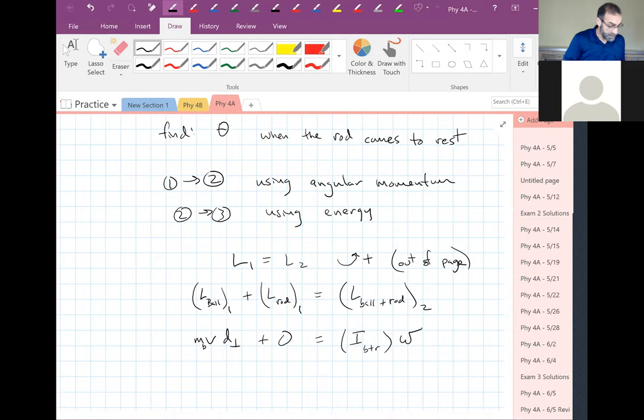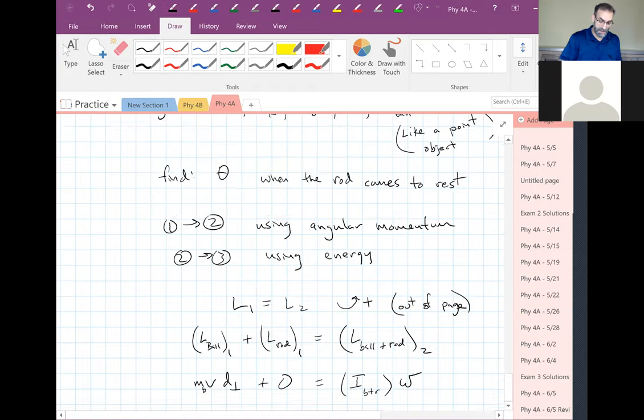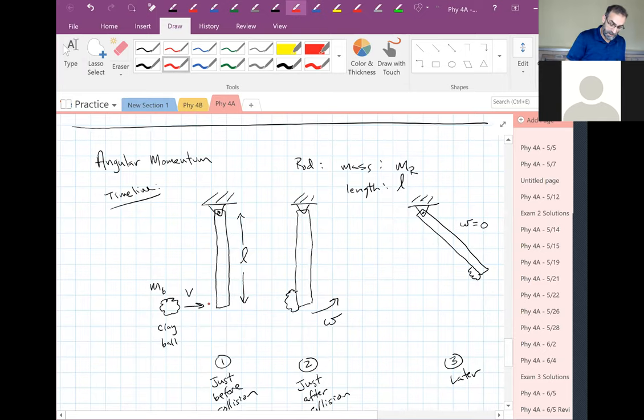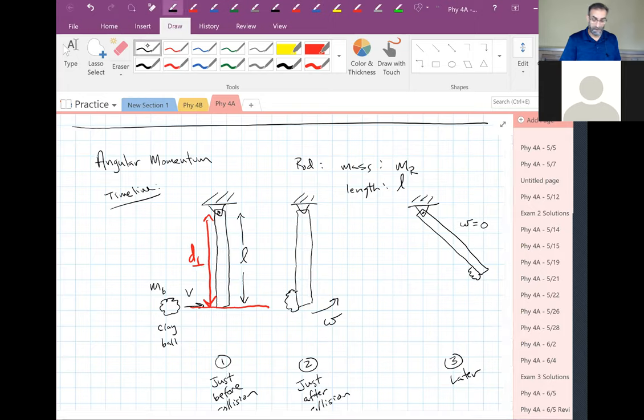So what do we have here? This is just L, right? Mass of the ball, the velocity, and the length of the rod, because if we extend the line of force, D perpendicular is this distance right here, right? The perpendicular distance from the line of the velocity of the object moving in a straight line to the axis of rotation.